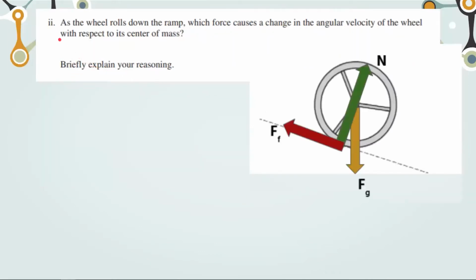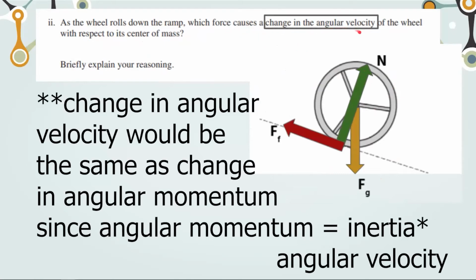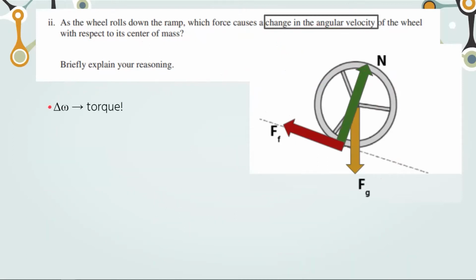Now for the second part of part A. As the wheel rolls down the ramp, which force causes a change in the angular velocity of the wheel with respect to its center of mass? So here's our diagram from earlier. Now we want a force that would change the angular momentum. So we know the change in angular momentum has to be due to a torque.